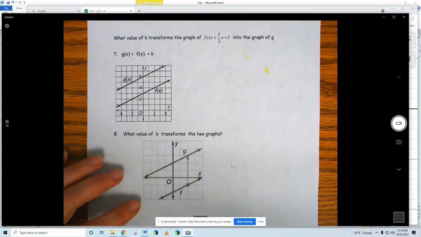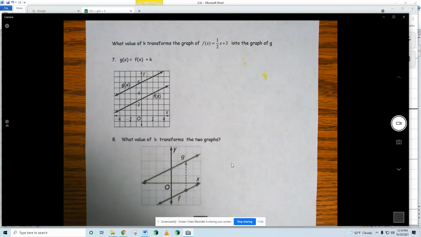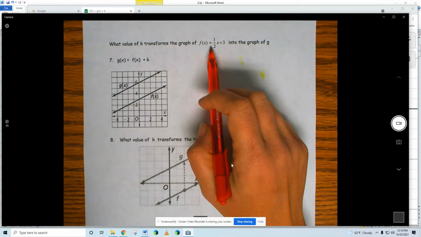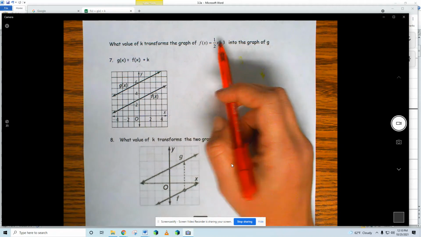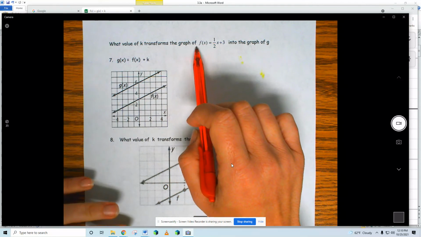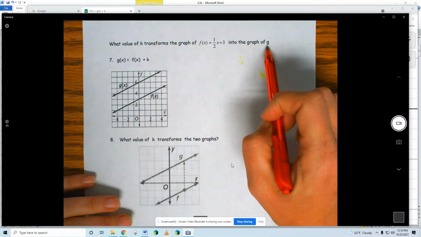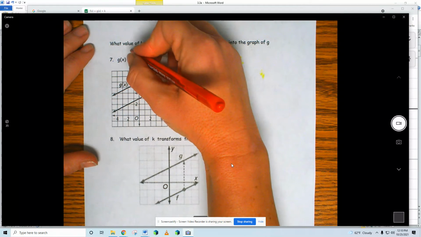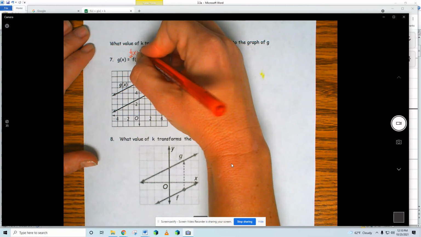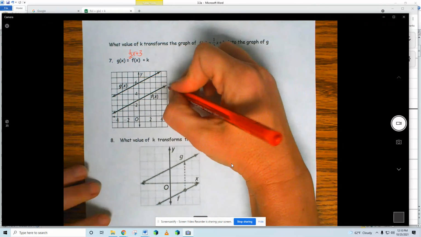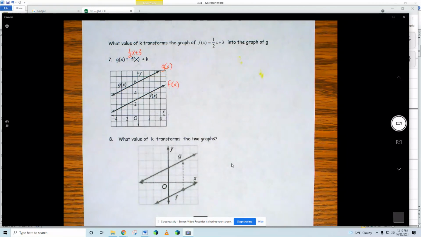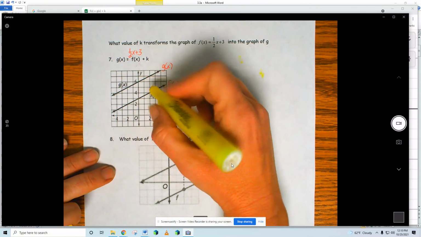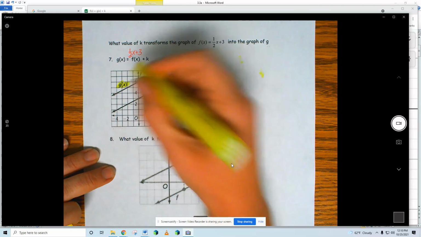Here we go. Number 7. What value of k transforms the graph of 1/2 x plus 3 into the graph of g? So f of x is 1/2 x plus 3. F of x is right here. G of x is here. So you really have to look at the graph and see where it says f of x and where it says g of x.